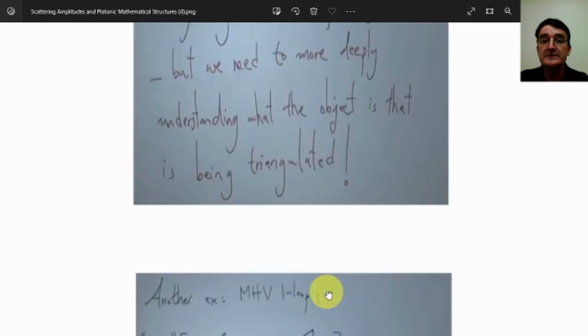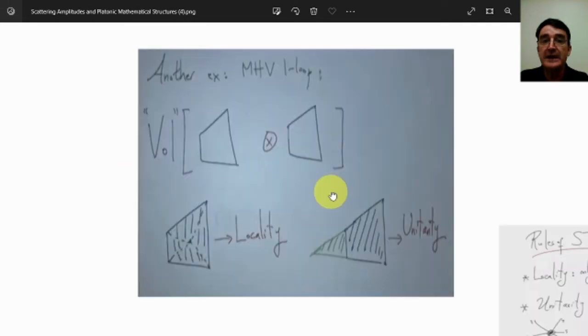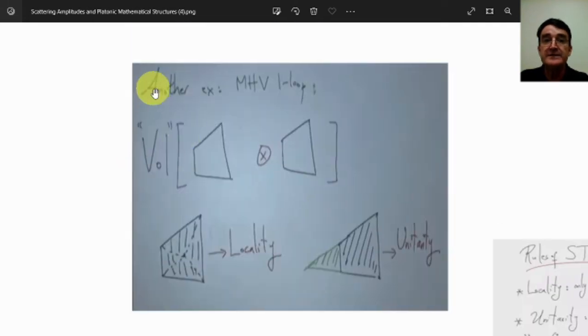And he goes on to say that another example, of MHV one loop amplitudes, is the volume of these two polytope shapes. One is triangulated this way, which would give you the property of locality, and a triangulation like this would give the property of unitarity.